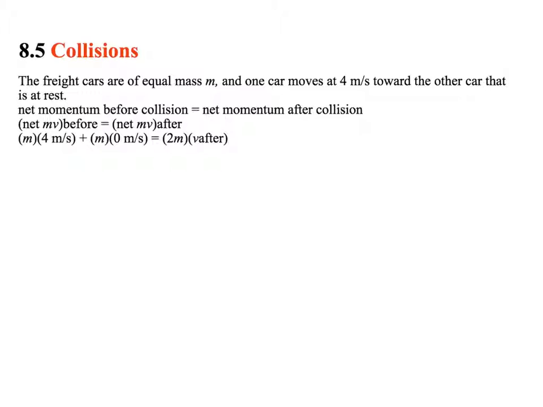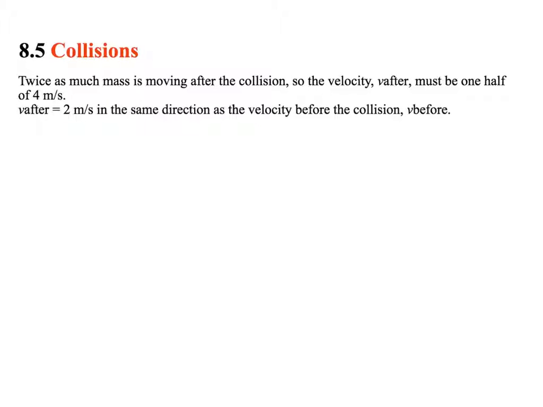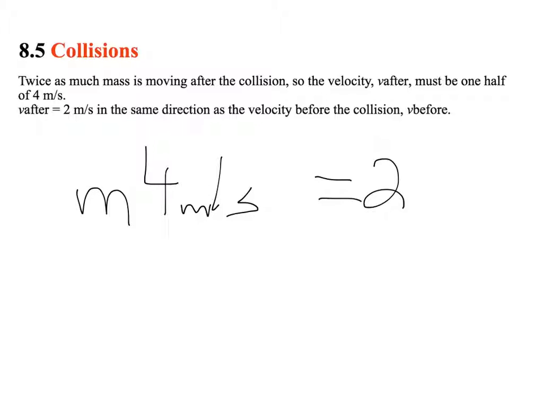The freight cars are equal of mass m, and one car moves at 4 meters per second towards the other car that is at rest. Net momentum before the collision equals the net momentum after the collision. If you look at what happens here, you have m at 4 meters per second plus 0 equals 2m after. So you have twice as much mass moving after the collision, so the velocity after must be 1/2 of it before. Because you had 4 meters per second at 1 m, afterwards you have 2 m going 2 meters per second.